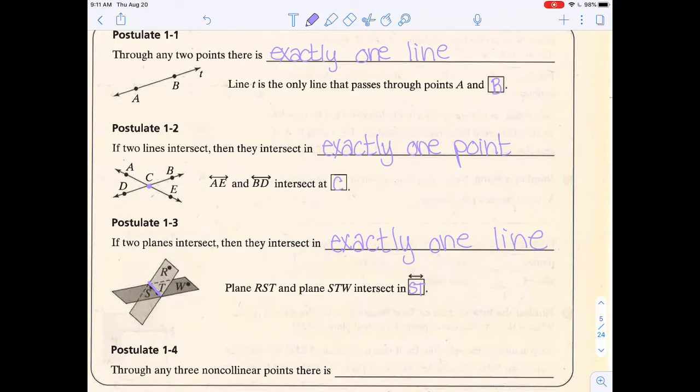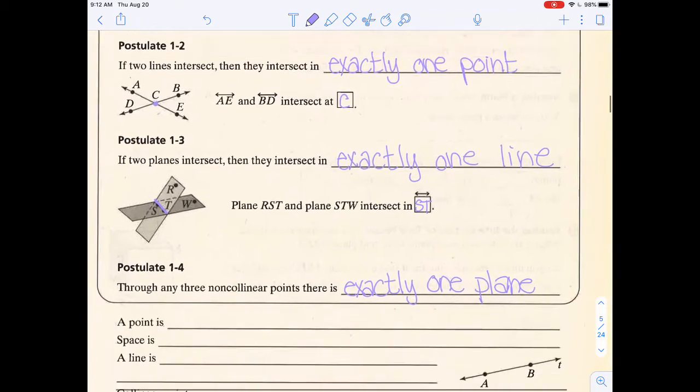Okay, last postulate to learn today. Through any 3 non-collinear points, so they can't be on the same line, there is exactly one plane. Okay. Those are our postulates that we're going to learn in this lesson. They kind of set up the basics of geometry for you.